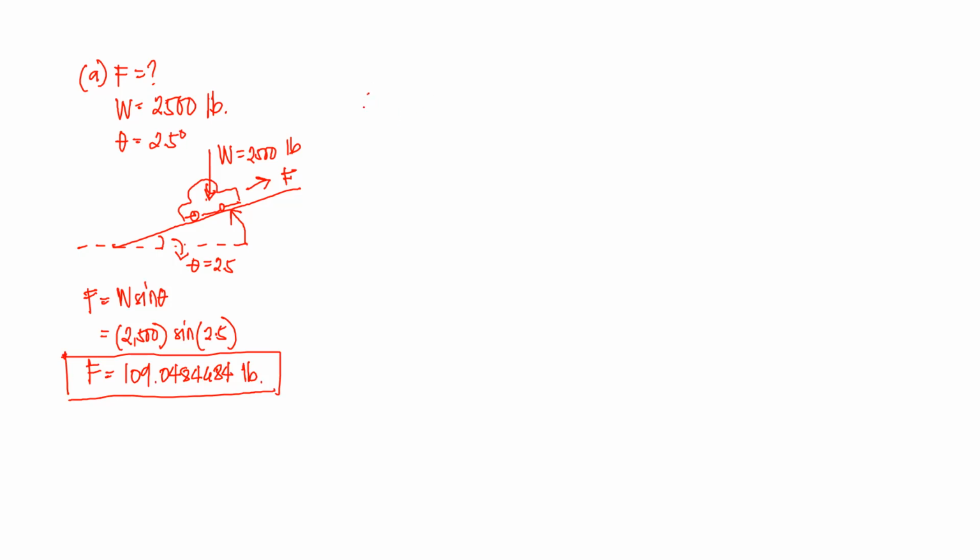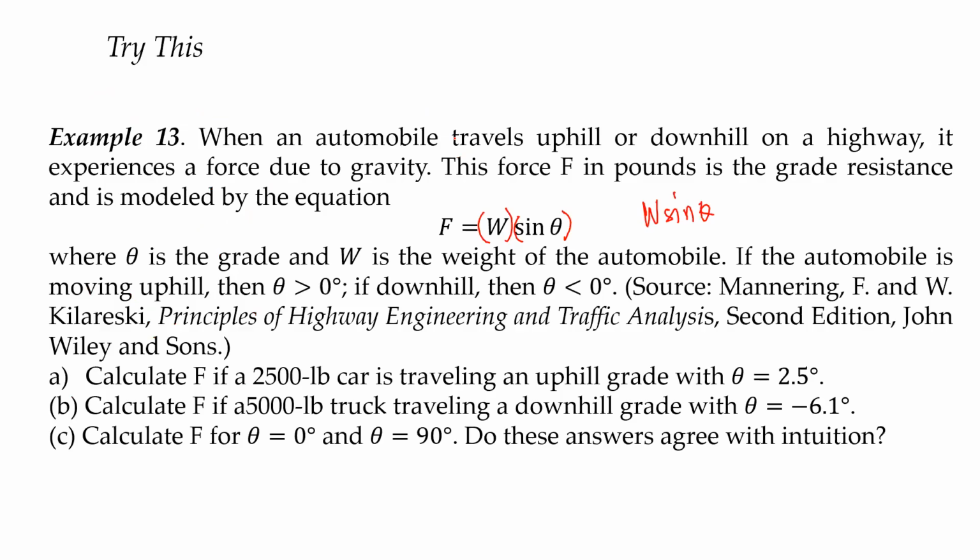Next, letter B. F is unknown. W is, I believe, 5,000. Okay, 5,000 pounds, of course. And our theta is negative 6.1.